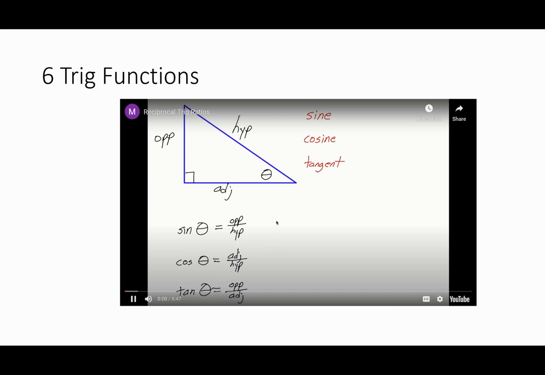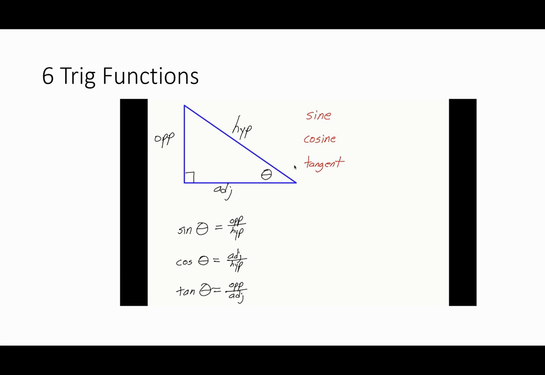We've been using and seeing the trigonometric ratios sine, cosine, and tangent as they apply to a right triangle. We've defined sine as the opposite side divided by the hypotenuse, cosine as the adjacent side divided by the hypotenuse, and tangent as the opposite side divided by the adjacent side. We abbreviate them with the first 3 letters: SIN, COS, TAN.